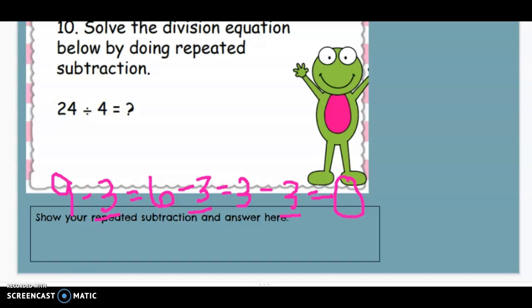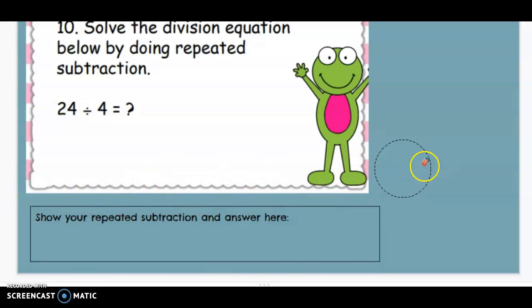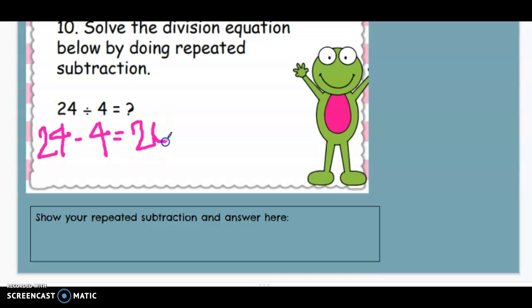So 24 divided by 4 is what you're going to do here. I'm just going to get this started for you: 24 minus 4 equals 20. And then you're going to subtract 20 minus 4 equals, and then you're going to tell me what that is. You're going to subtract 4 all the way until you get to 0, and then count. How many times did you subtract 4? That is going to be your quotient, that would be your answer, and then remember to show me your repeated subtraction down here.